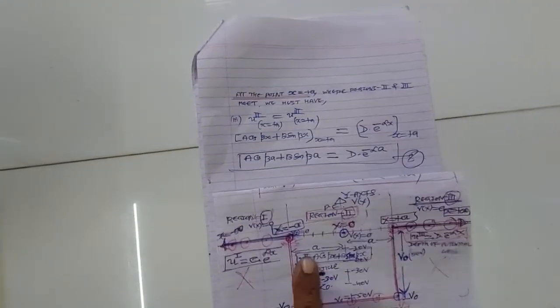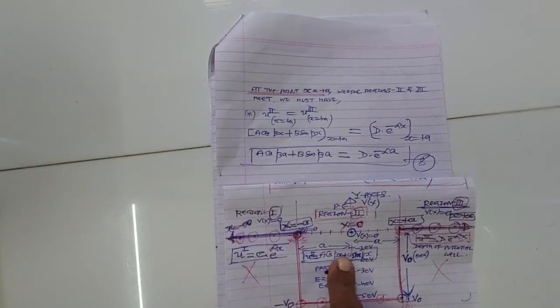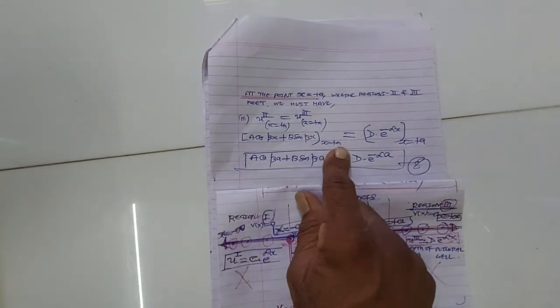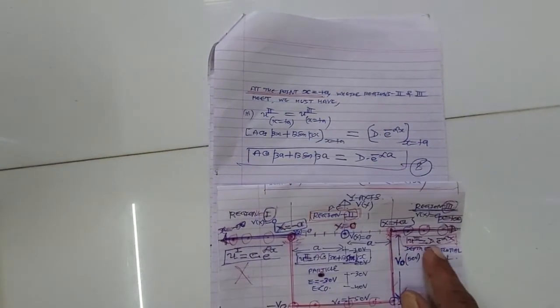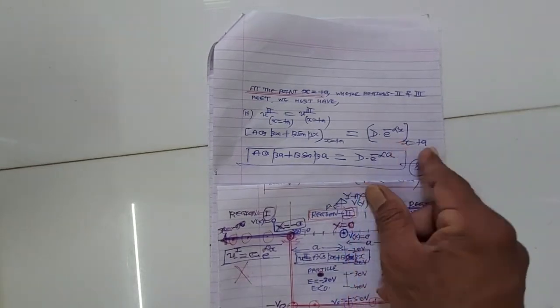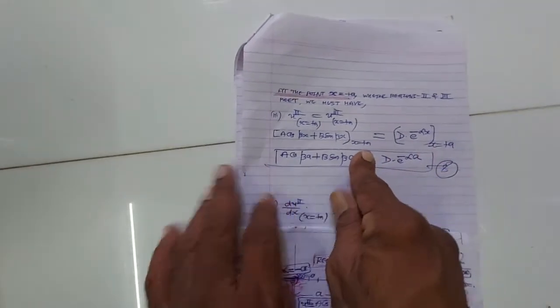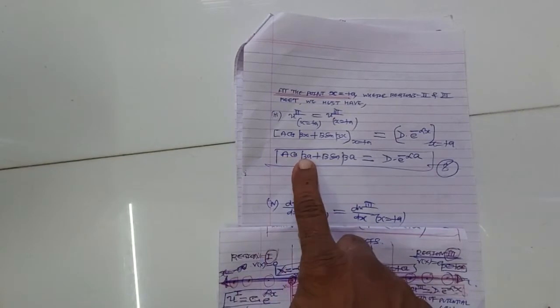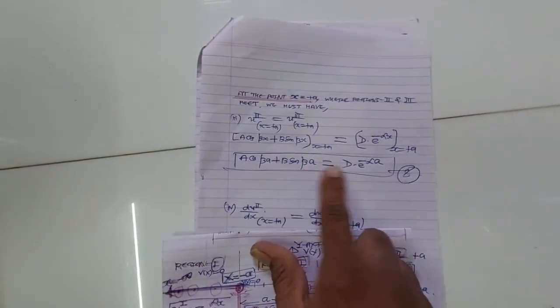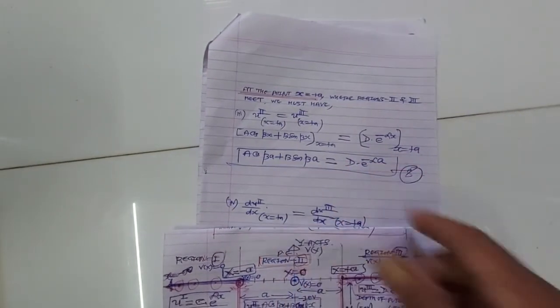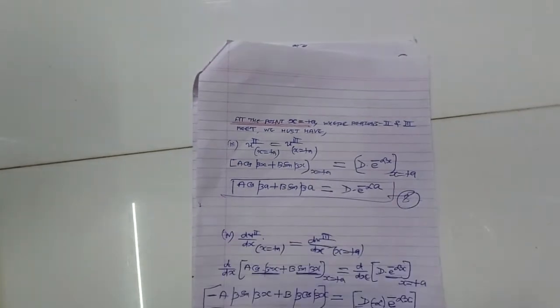So what is u2? The solution of the Schrodinger equation in region 2 is a cos beta x plus b sin beta x, at the point x equal to plus a. What is the solution u3? d e raised to minus alpha x at the point x equal to plus a. Okay, now if we put x equal to plus a, what will we get? a cos beta a plus b sin beta a is equal to d e raised to minus alpha a. So we will get the equation.